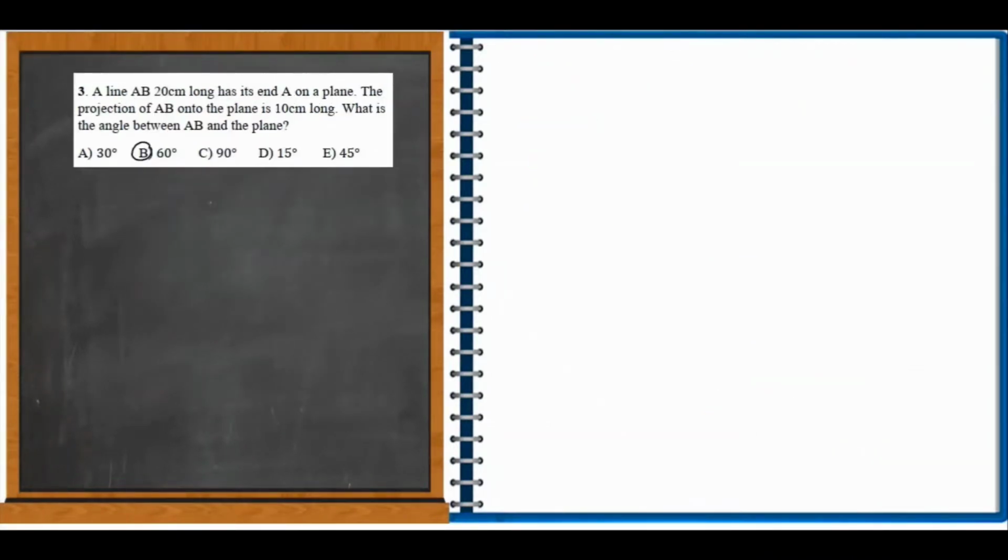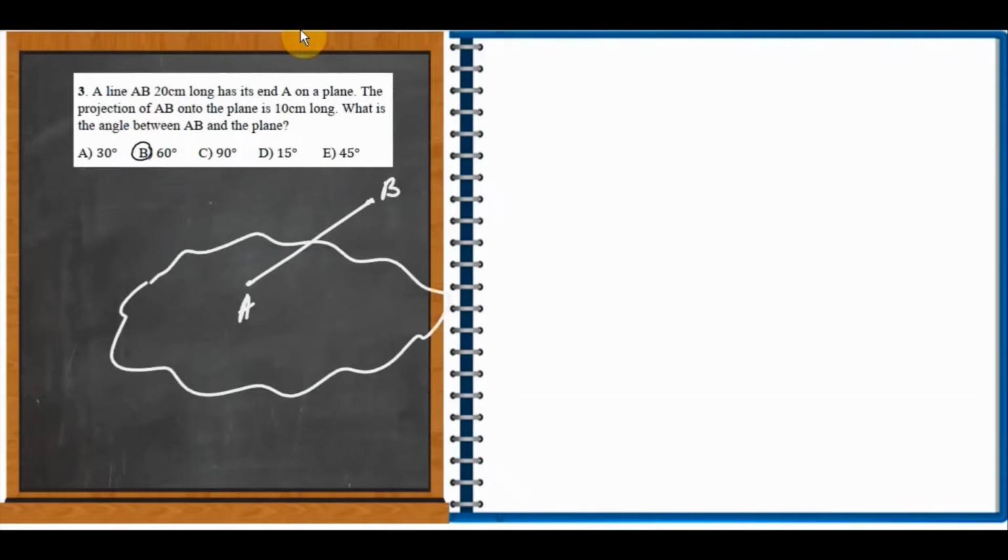Number 3 is about lines and planes. So here we are given a line AB which is 20 centimeters long. Its endpoint A is on a plane. So let's draw it. Here is A, and that's AB, and here is a plane. Now the projection of AB onto the plane is 10 centimeters long.